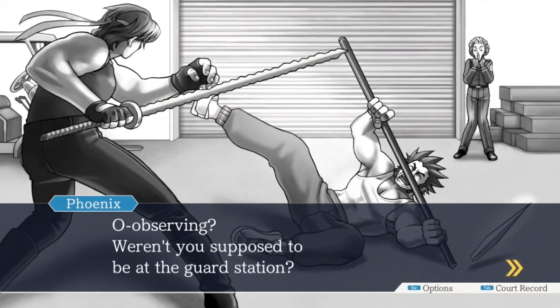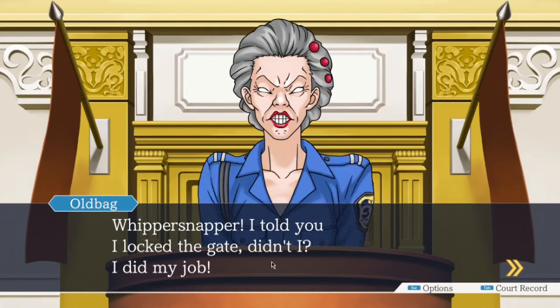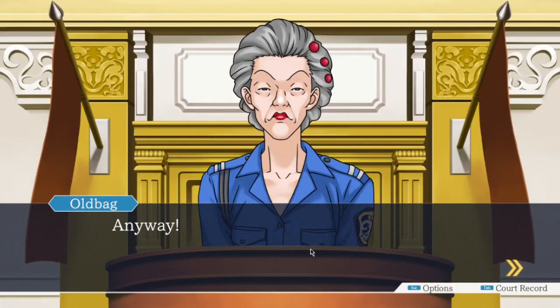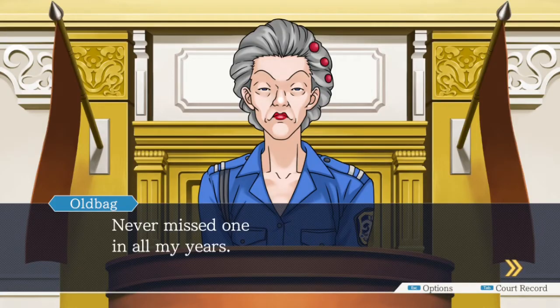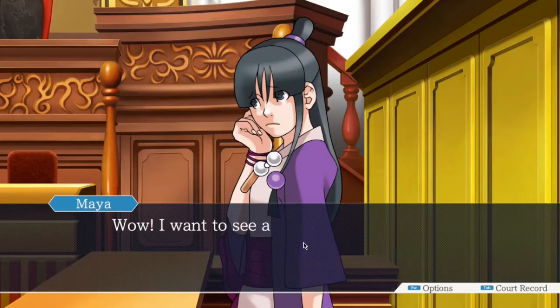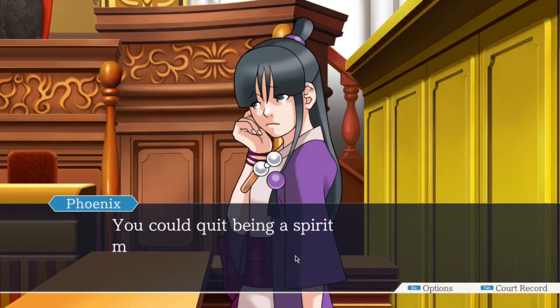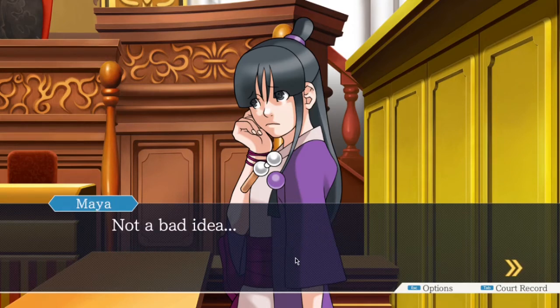Observing? What are you supposed to be doing at the guard station? Whippersnapper, I told you I locked the gate that night. I did my job. I'm not sure your boss would see it that way. Anyway, I always watch Hammer's run-throughs. Always. Never missed one in all my years. Wow, I want to see a Steel Samurai run-through too. You quit being a spirit maybe and pick up guard duty. Not a bad idea.